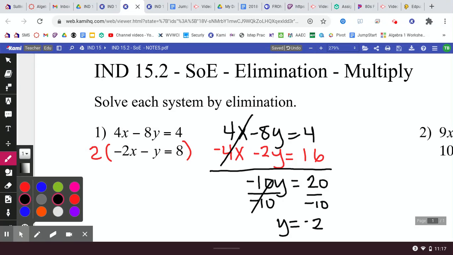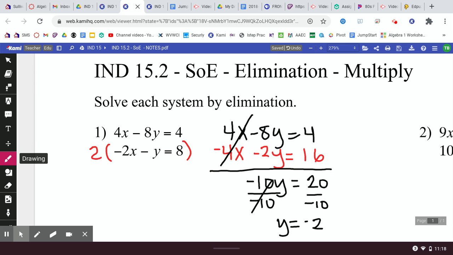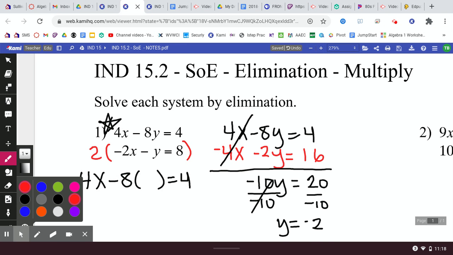To get my other half of my answer, I'm going to go back and I can use either one of my original equations. I can use my manipulated equation. It really doesn't matter. I'm going to go ahead and use that top equation. So I'm going to write 4x minus 8, and I'm going to put parentheses where there was a y, equals 4. That's that top equation. But instead of putting the letter y, I'm going to put what I now know y equals, which is negative 2. So I'm going to plug that extra piece of the puzzle in.